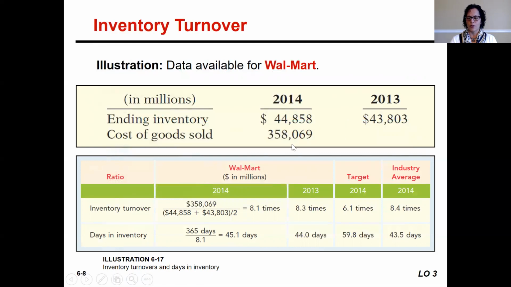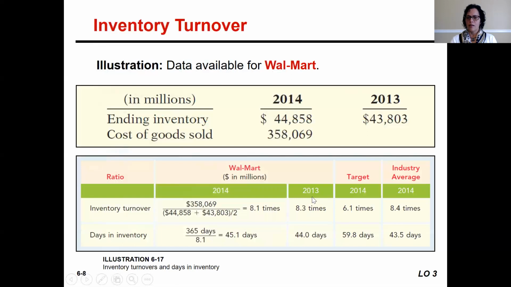And cost of goods sold for the current year is 358,069. As long as all these numbers are in millions, I can drop those 6 zeros. I don't have to worry about it. So again, let's look at the inventory turnover for Walmart. Cost of goods sold divided by average inventory gives me 8.1 times. That's how often my inventory turned over in the year.